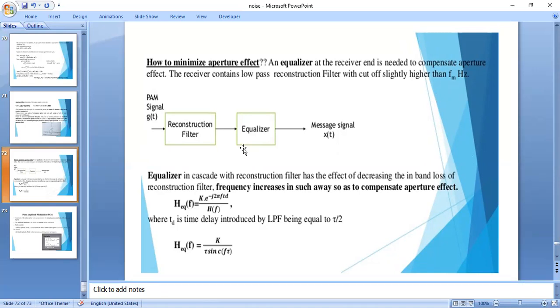So at higher frequencies, the higher portion of the spectrum will get attenuated. That is called aperture effect. We can minimize that aperture effect by using a reconstruction filter and equalizer. Because of that, you can minimize the aperture effect.